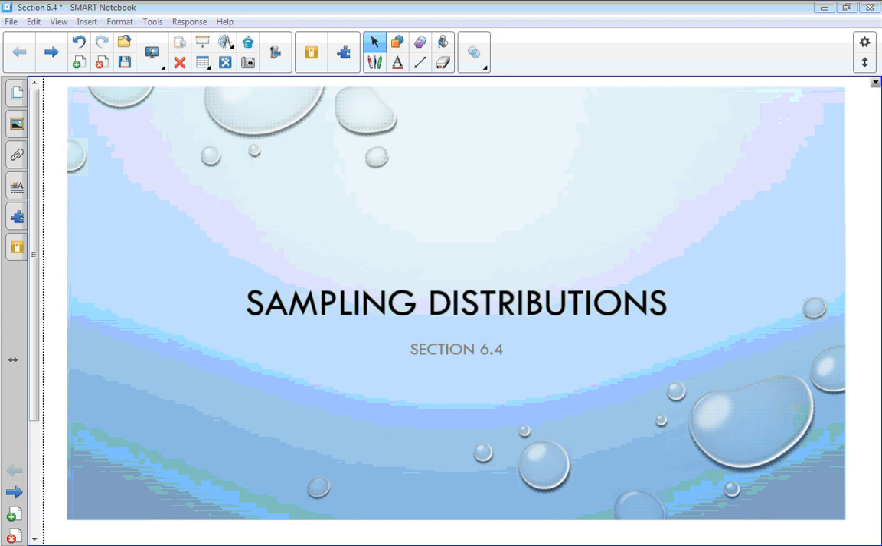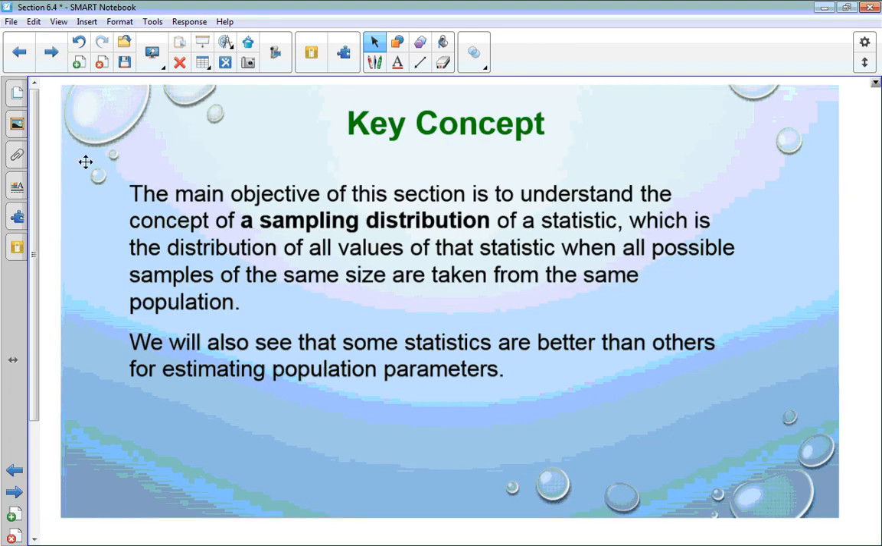Hello and welcome back. We're going to talk about sampling distributions today, and this is a concept that really comes about and leads us to the law of large numbers, which is the central limit theorem. So let's talk about the key components here.